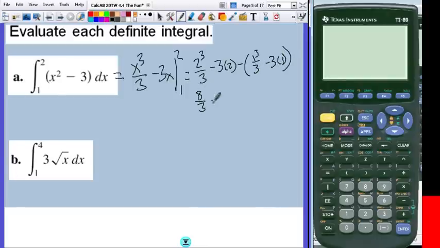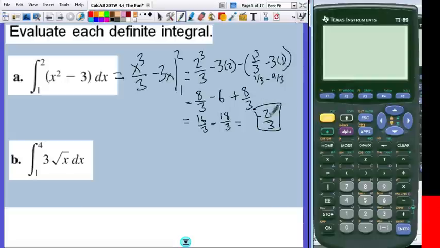It's going to be 8 over 3 minus 6, and then we subtract, this becomes 1 over 3 minus 9 over 3, which means minus negative 8 over 3, which becomes plus 8 over 3. Combining that, I have 16 thirds minus 6, which is the same thing as 18 thirds, so my final answer is negative 2 thirds. So there's my answer. All right, let's do the bottom one, part B.